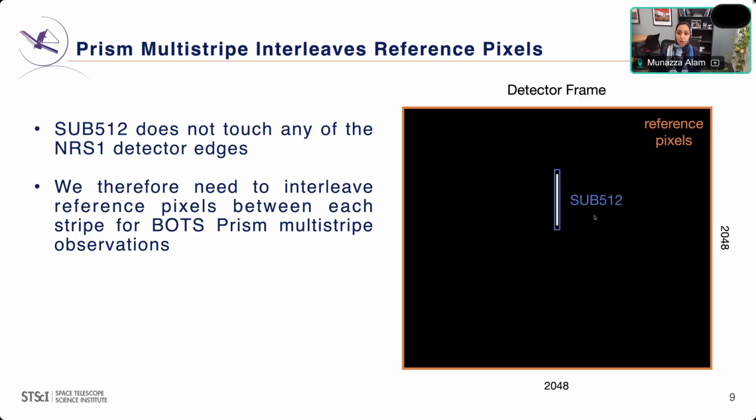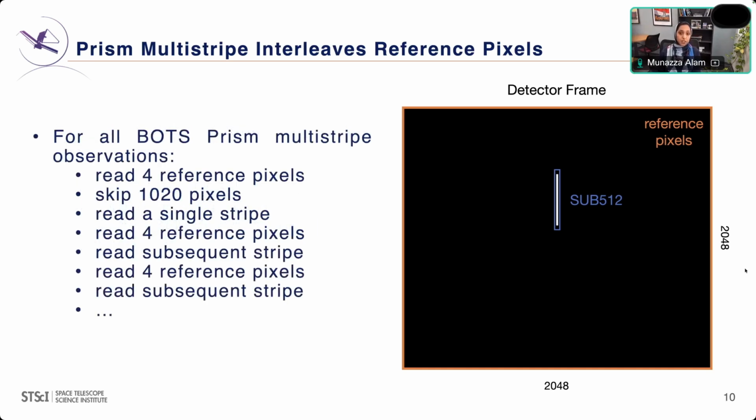And so we have made a choice to interleave 4 reference pixels at the start of each stripe for PRISM multi-stripe observations. And so what this looks like when you're taking a PRISM multi-stripe observation is we start at the bottom of the detector, because in the detector frame we read from bottom to top. We'll read 4 reference pixels, we'll skip 1020 pixels in order to get to the blue edge of the sub 512 subarray, and then we'll read a single stripe.